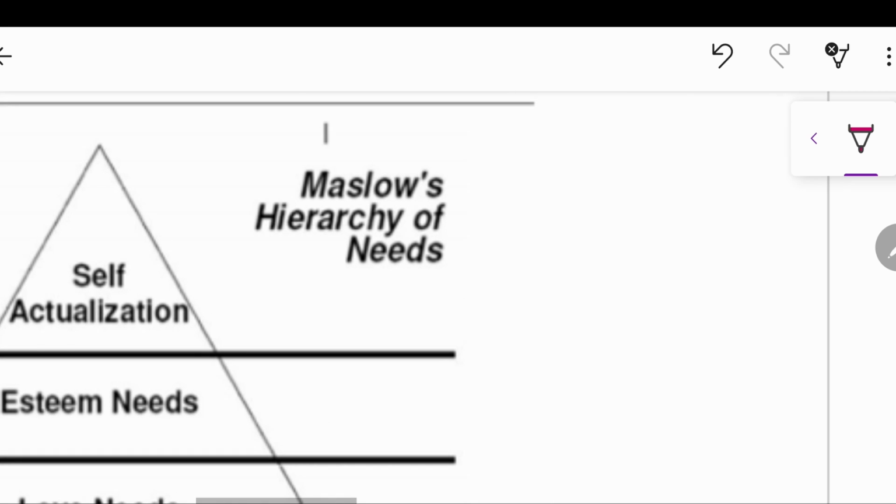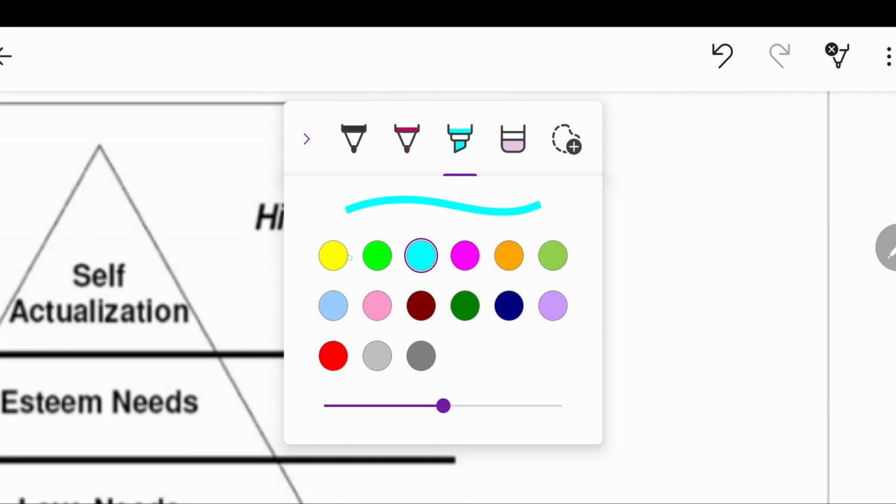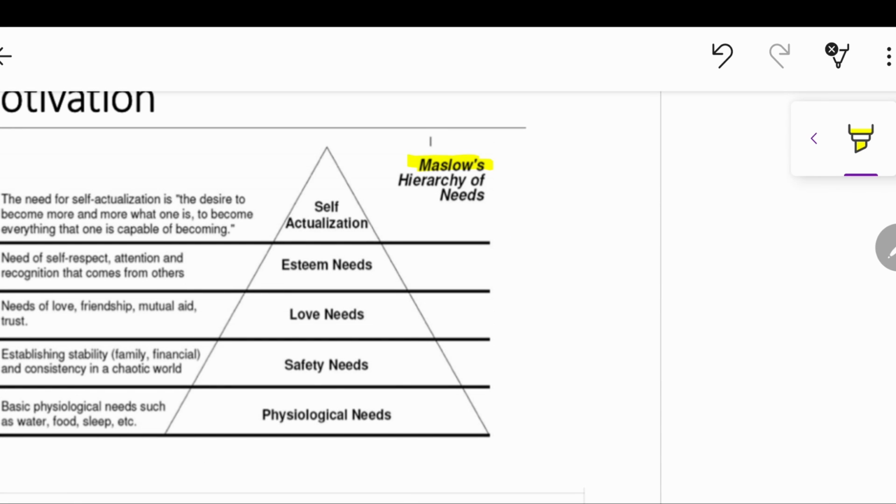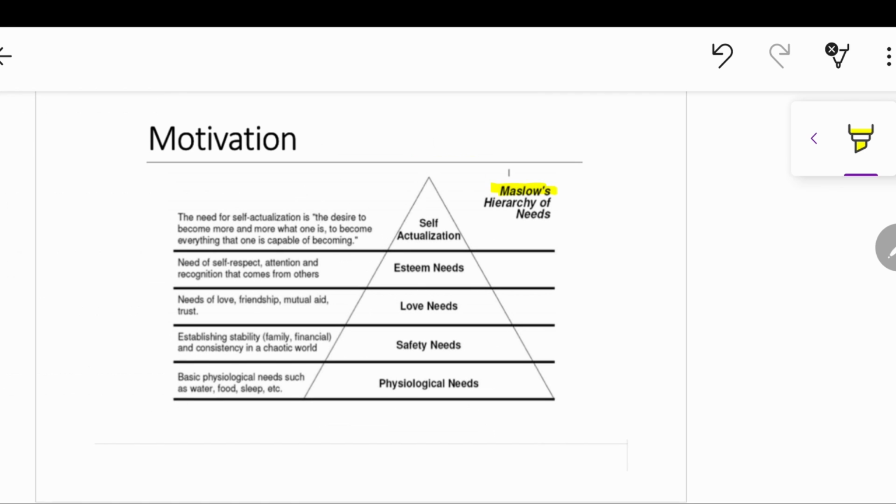Maslow's hierarchy of needs. So this is subjective between different people. It's not an objective thing, motivation. It depends where you are right now. Depending on where you are, and depending on what your needs are, the manager can focus and direct his motivation depending on your needs.